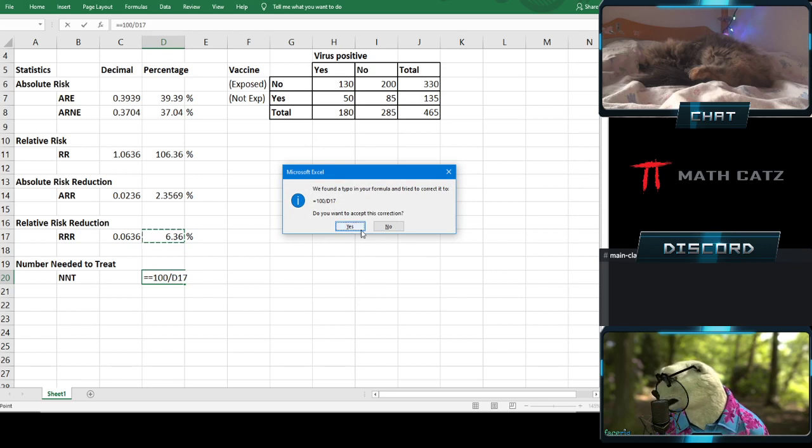Didn't like that. Why not? Oh, because in my Discord calculator, I use two equal signs in Excel.